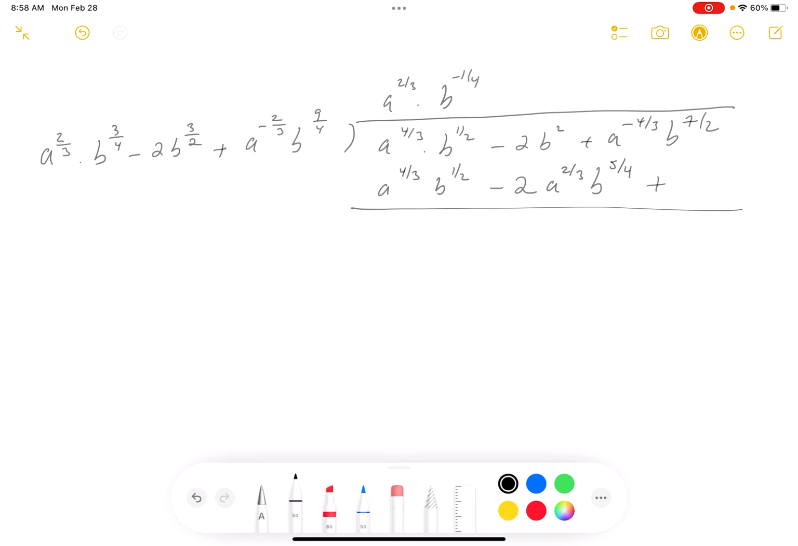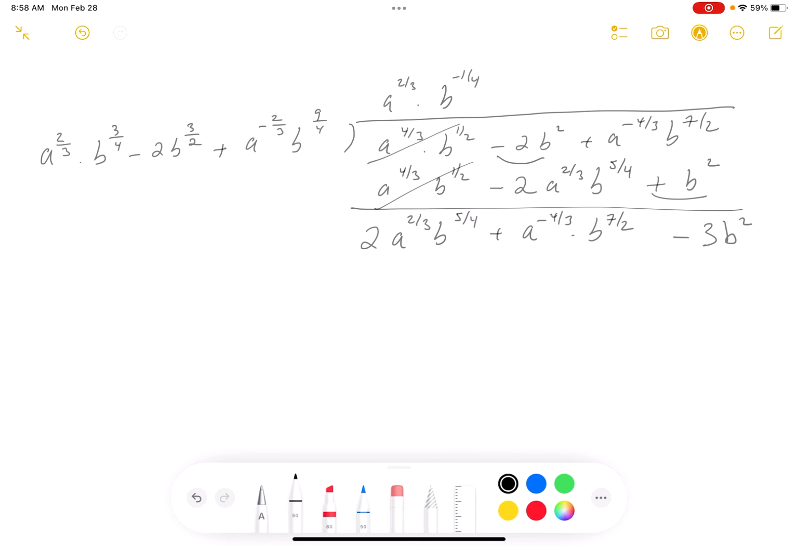That's going to be plus. Let's see what you get there. You get no a's. And then what do you get for b's? You get 9/4 minus 1/4, which is 8/4, and 8/4 is 2. Well, I'm looking at it, and clearly in the subtraction, this will disappear. And then in the subtraction, this would give me minus 3b squared. Then I get a bunch of terms left over. Let's write them down. You're going to get 2a to the 2/3, b to the 5/4, plus a to the minus 4/3, b to the 7/2.